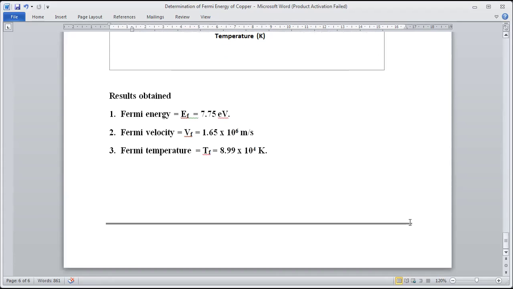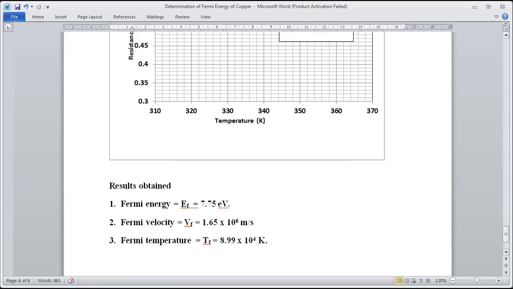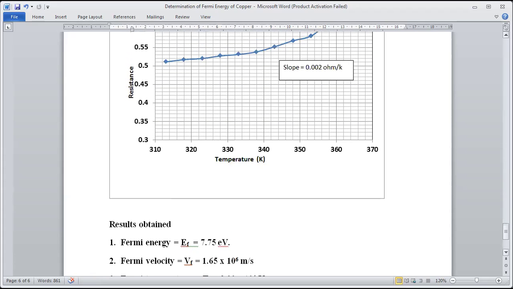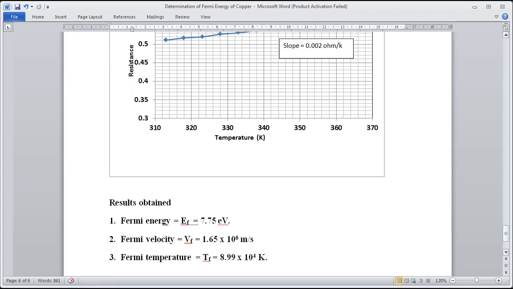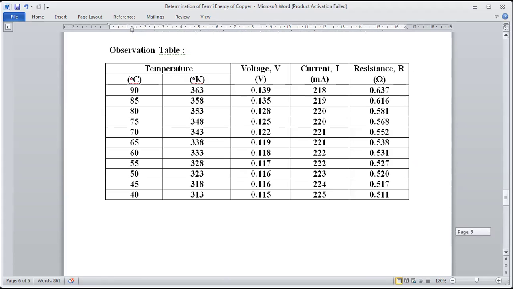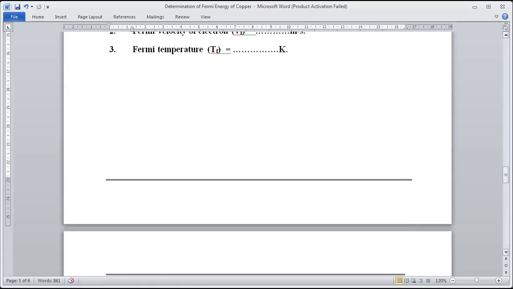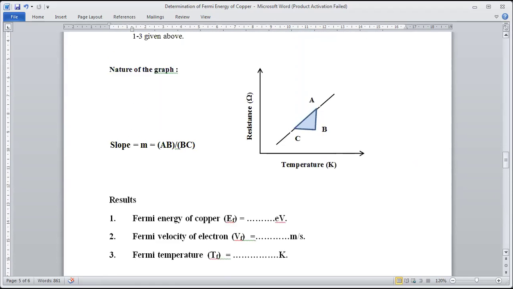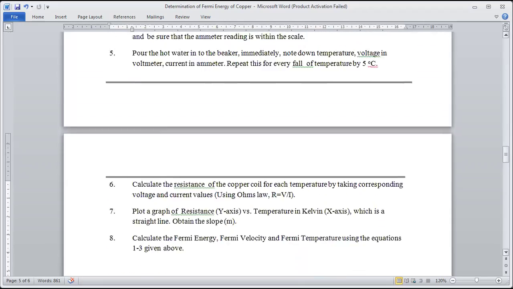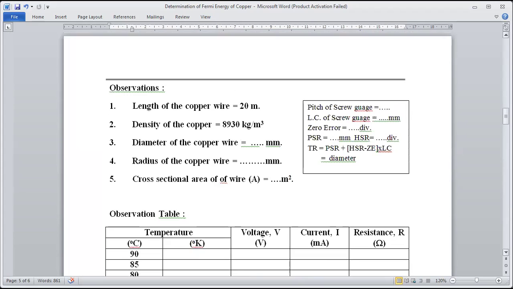So this is a simple experiment you can do in your laboratory to determine the Fermi energy, Fermi velocity, and Fermi temperature of the copper wire. It is a very good and simple experiment you can do in your lab to study the Fermi energy of copper. Thanks for listening.